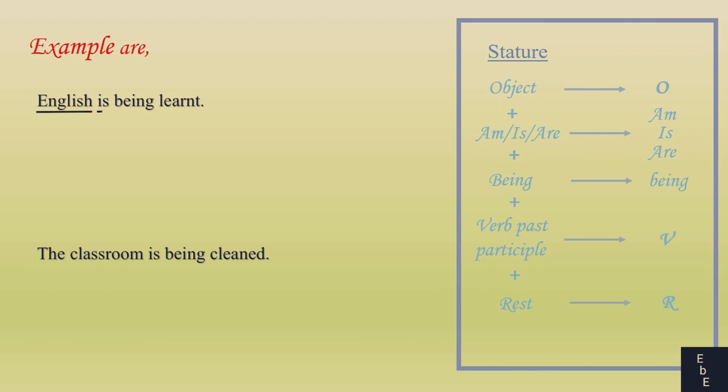In the first sentence, English is the object, then use is, then use being, learned is the verb past participle. In the second sentence, the classroom is the object, then use is, then use being, cleaned is the verb past participle.